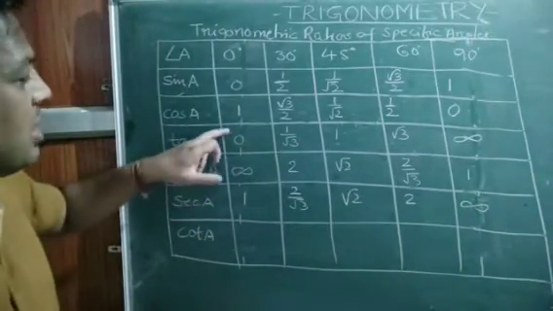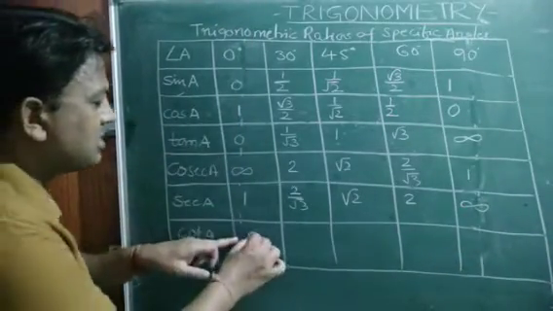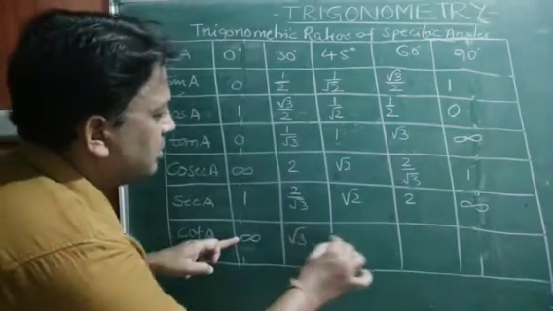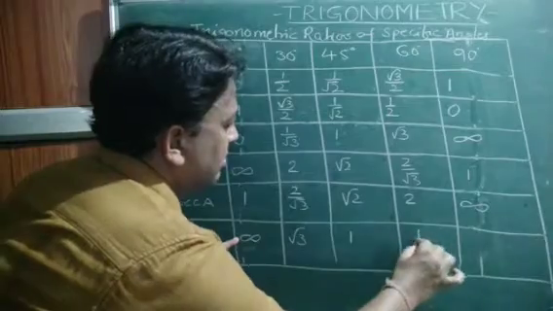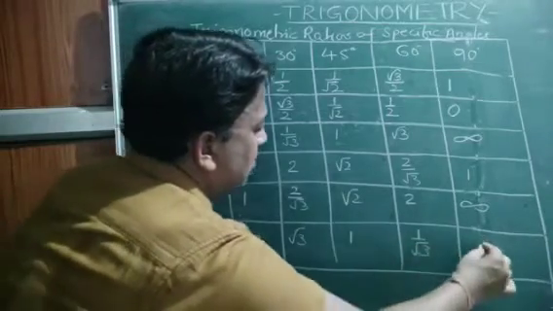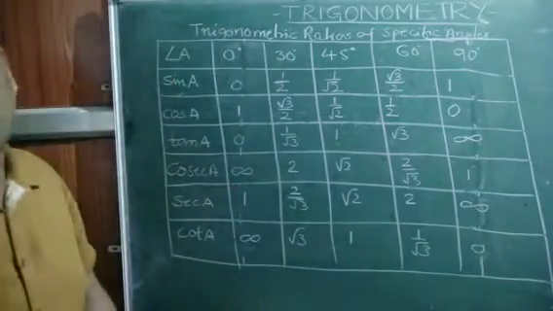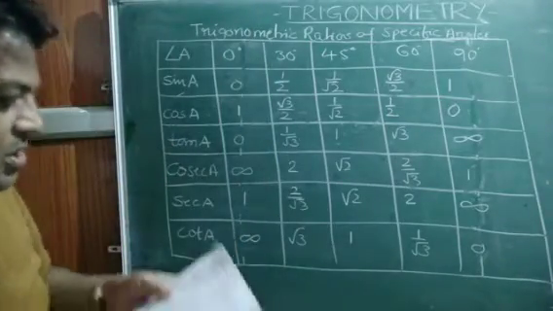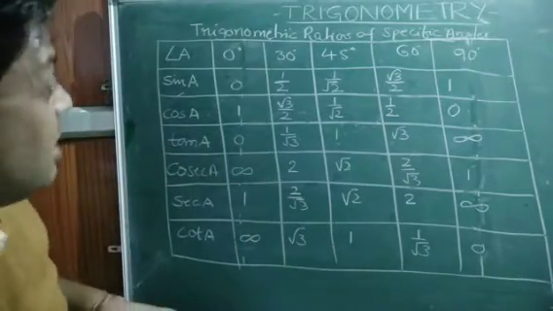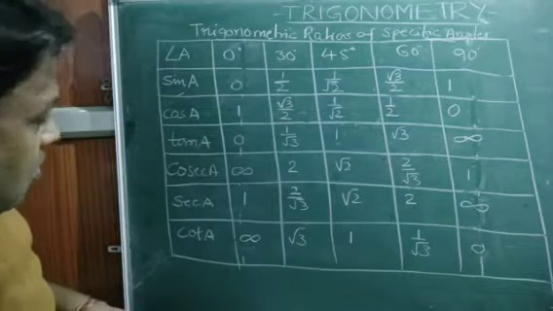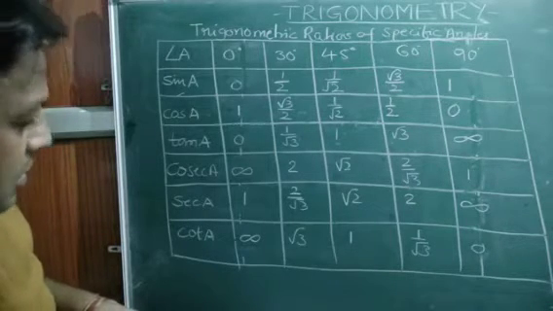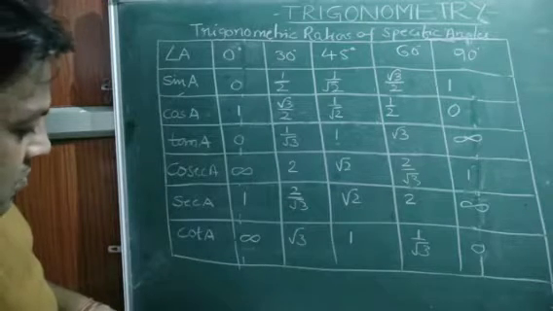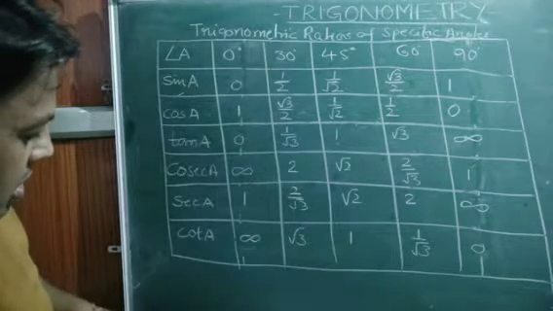Next cot. 1 by tan value is cot. So 1 by 0, undefined, root 3, 1, 1 by root 3, 0. Let me cross check also children. Because these are the values. Sin: 0, 1 by 2, 1 by root 2, root 3 by 2, 1. Cos: 1, root 3 by 2, 1 by root 2, 1 by 2, 0. Right. Tan: 0, 1 by root 3, 1, root 3, not defined.